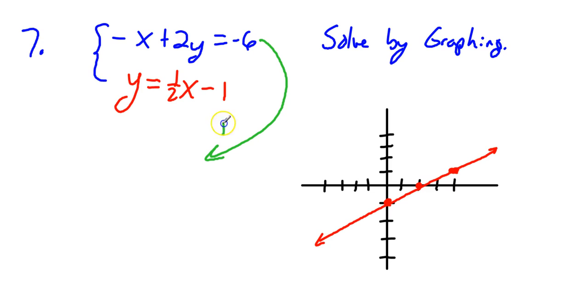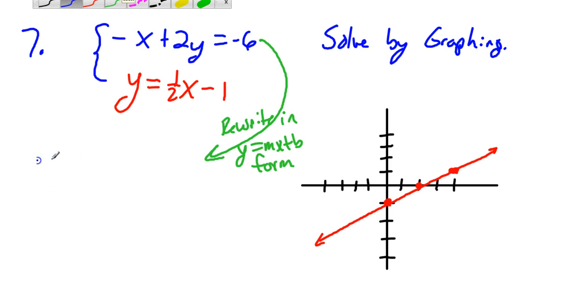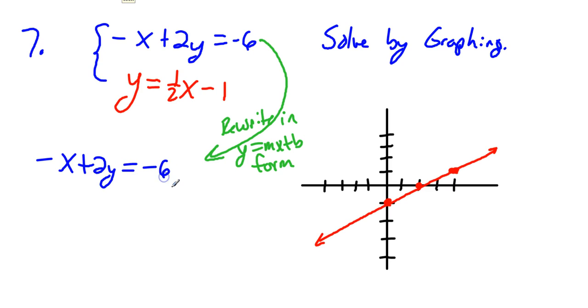Okay, so for this one, we've got to rewrite the first equation in y equals mx plus b form. So we've got -x plus 2y equals -6. We've got to get the y by itself, so the first thing is we want to add x to both sides.